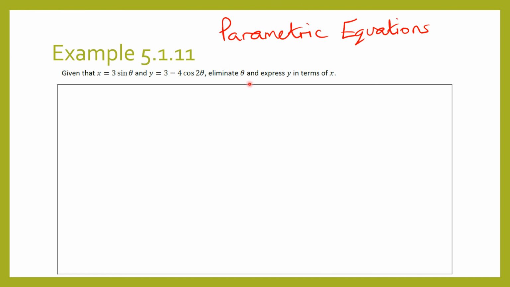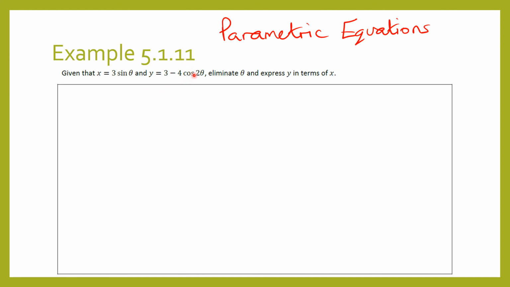So we're going to eliminate theta. There's more than one way of doing this, as is often the case in maths. You might be tempted to just rearrange one of them and make theta the subject and then substitute it into the other one. Although that would work, we're not going to get a very neat answer. We're going to have inverse sines or inverse cosines involved. We can get a much nicer answer if we do it a different way.